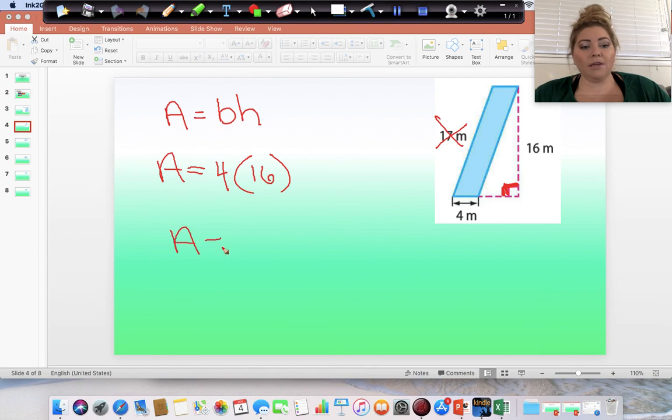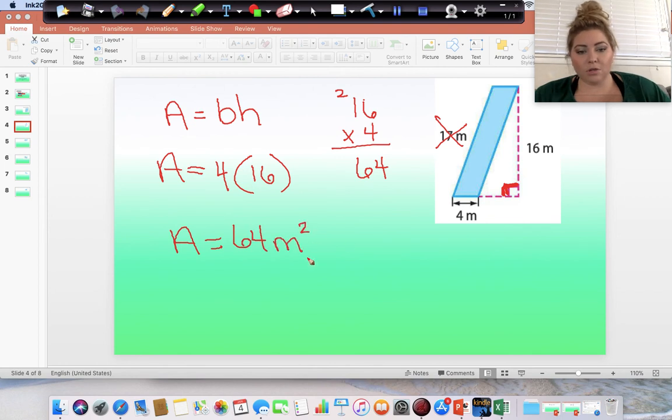So the area is equal to 4 times 16. If we don't know what 4 times 16 is, we can do it off to the side. 6 times 4 gives me 24. 4 times 1 is 4 plus 2 is 6. So my answer is 64. And the units here are meters, so you're going to put meters squared. So our answer is area is equal to 64 meters squared.